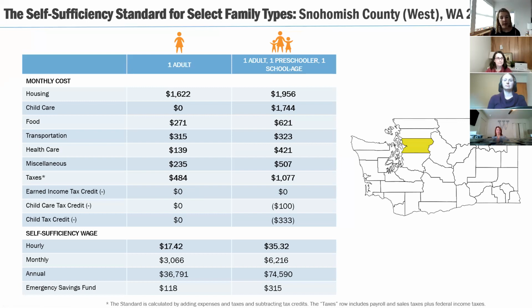So finally, for the top part here, we also calculate taxes, and we calculate federal income tax, payroll taxes, state and local taxes where they're applicable. We also add in tax credits in the standard, and those include the federal earned income tax credit, childcare tax credit, and the child tax credit. And then below here, you'll see that we come up with these three, the hourly, monthly, and annual self-sufficiency rate based on the input of all these different cost components. We also come up with the emergency savings fund, which is the last line.